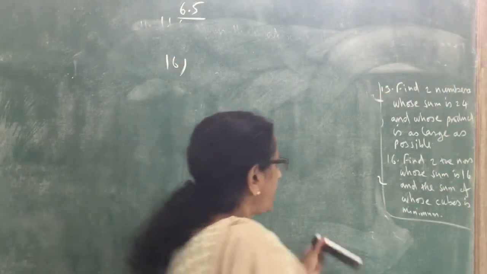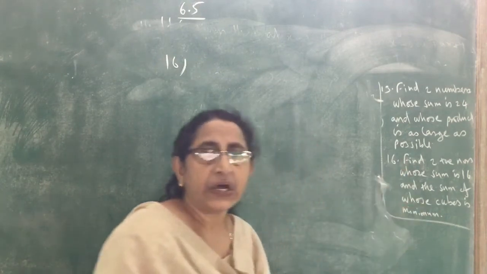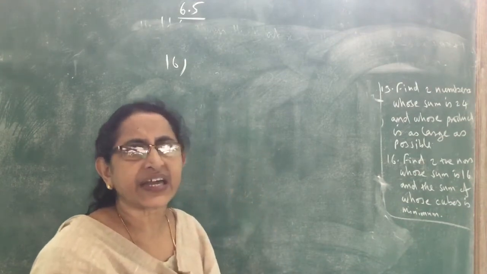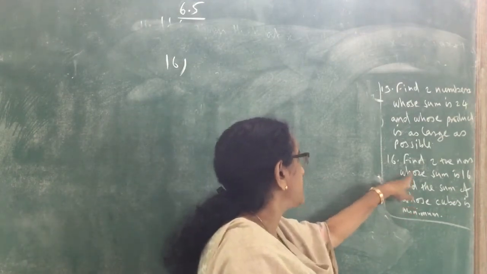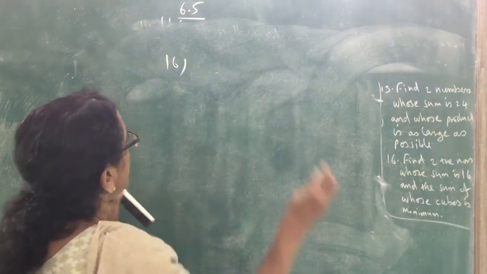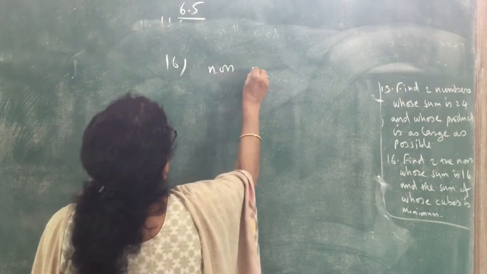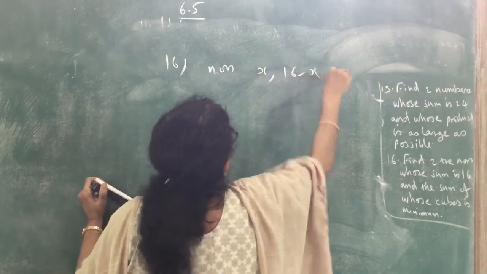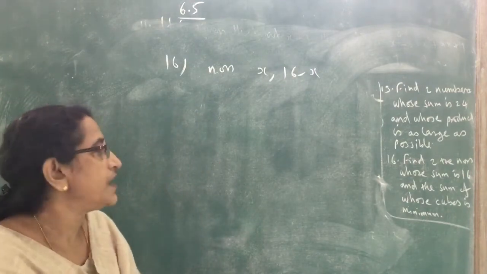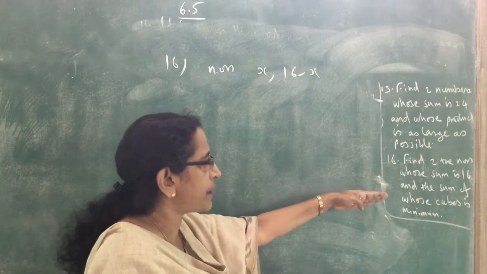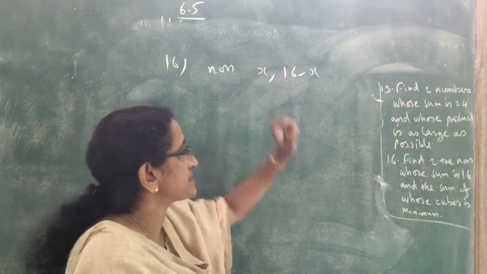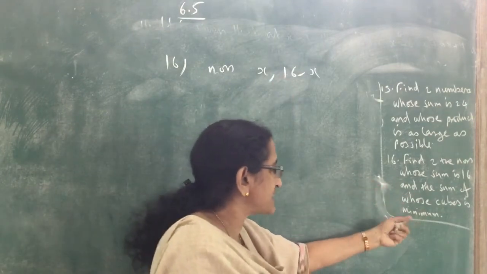Here also we have to find the two positive numbers whose sum is 16. So directly we can take the numbers as two positive numbers in which sum is 16. So we can take x and 16 minus x directly. Otherwise we can write x plus y equal to 16, then y equal to 16 minus x. So here directly, since the sum of the numbers is 16, we can take the positive numbers as x and 16 minus x.